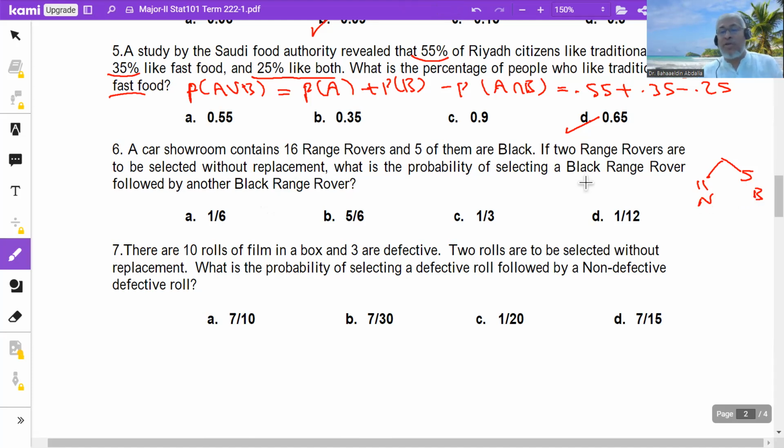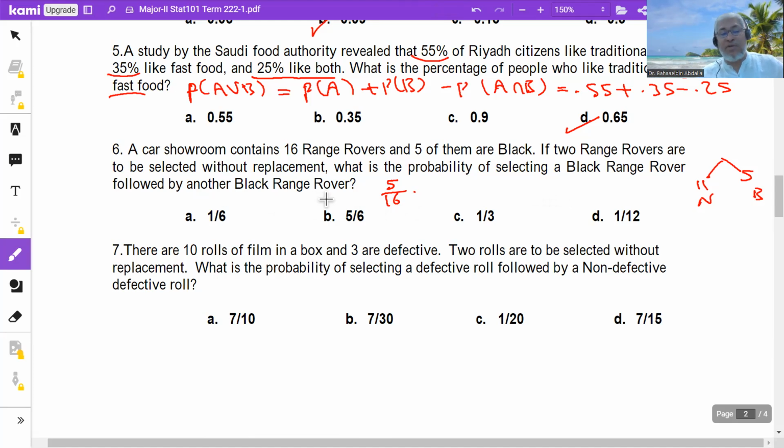Okay, what is the probability of selecting a black Range Rover? How many black Range Rovers are there? 5. Out of how many? Out of 16. So this is the probability of selecting a black Range Rover. Now followed by, of course, here multiplication, because this is the counting rule, okay, times probability of followed by another black Range Rover.